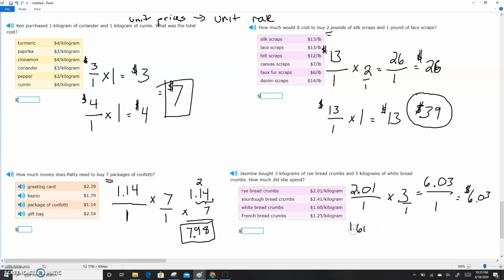Our white breadcrumb is $1.60 per kilogram. That's per 1 kilogram. We want 5. So we're going to multiply straight across. And remember, I'm putting this 5 over 1 because any whole number as a fraction is just that whole number over 1. 5 times $1.60 is $8 over 1, or just $8, for a total of $14.03 on breadcrumbs.